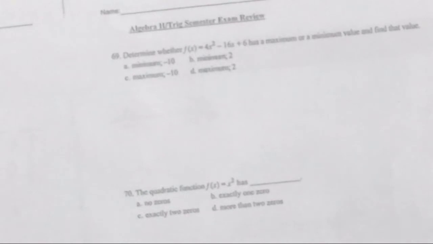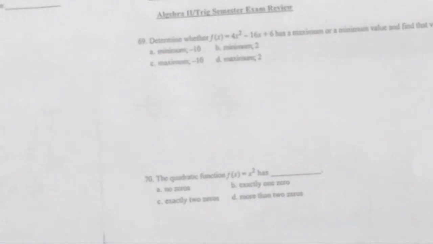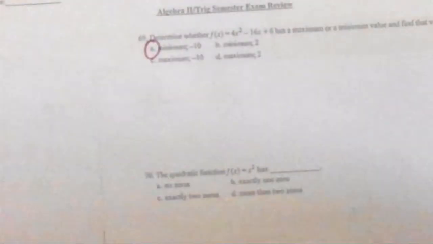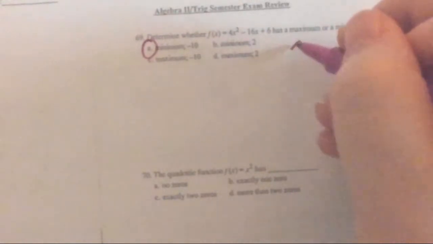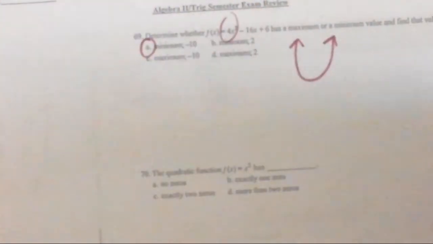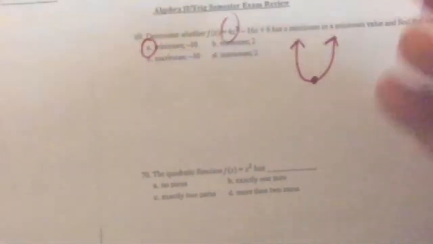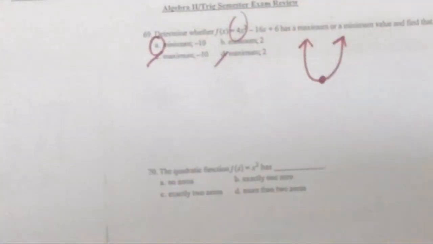69. Determine whether f of x equals 4x squared minus 16x plus 6 has a max or min, and find that value. Arturo says A. Hunter said B. Seth said B. Arturo is correct and he can have a point. It's A. Since it's a positive leading coefficient, that positive 4 in front, we knew it was going to open up. So I knew it was going to be a min. So I knew it wasn't C or D. So I was either guessing A or B.